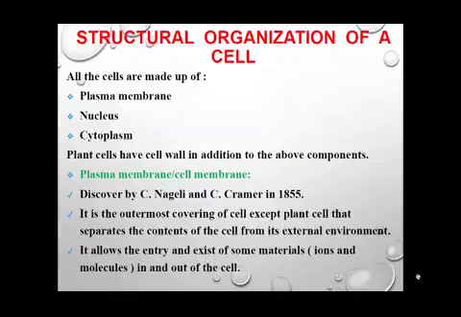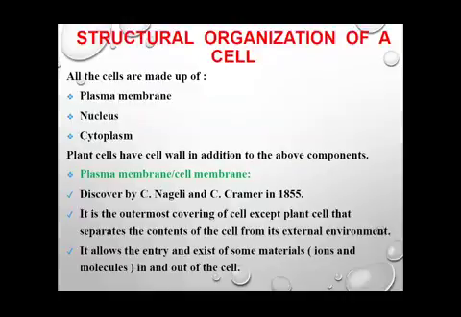Now, in addition to the plasma membrane, plant cells also have cell walls. So the outermost layer is the cell wall in the case of plant cells. Let us now study the plasma membrane. The plasma membrane was discovered by Nageli and Kramer. It is the outermost covering of the cell, and as I told you just now, plant cells have a cell wall in addition to this plasma membrane.